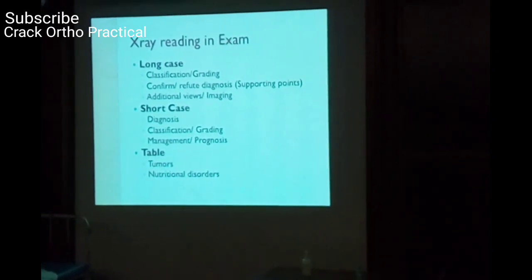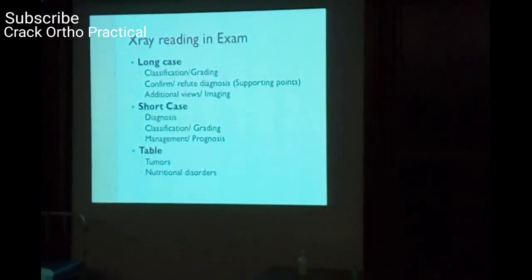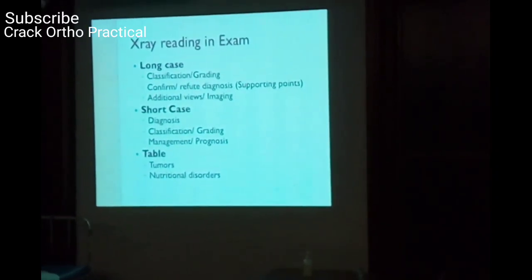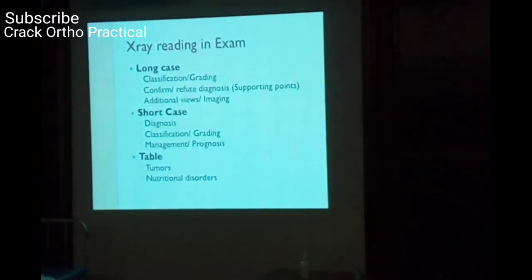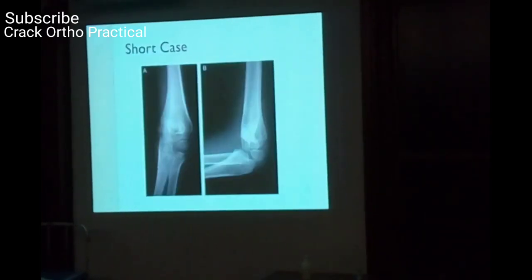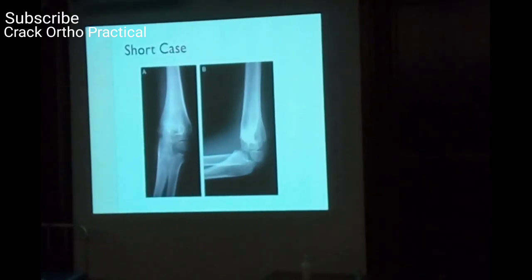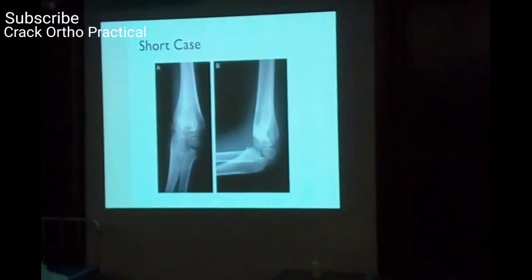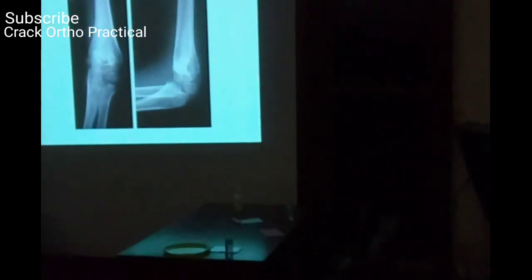But in tables, the X-rays will mainly be of tumors and some of the nutritional disorders like osteoporosis, osteomalacia, then scurvy and rickets. So we will talk mainly about tumors in the tables. Now according to this short case, for a short case, we will tell this. Nirmal, describe the X-ray.